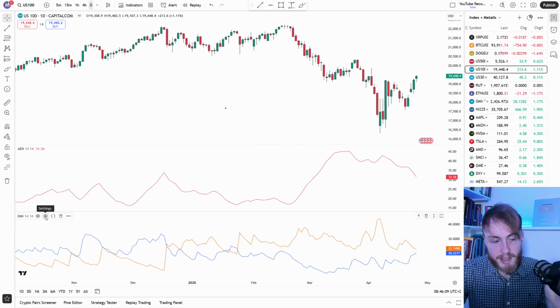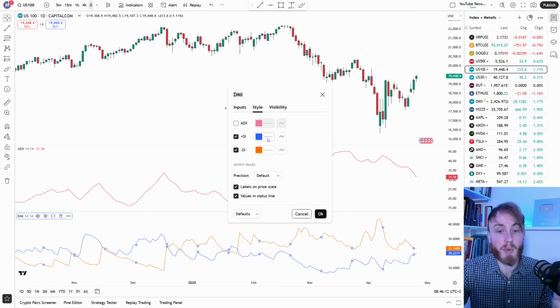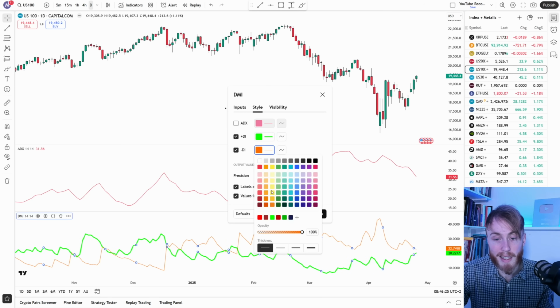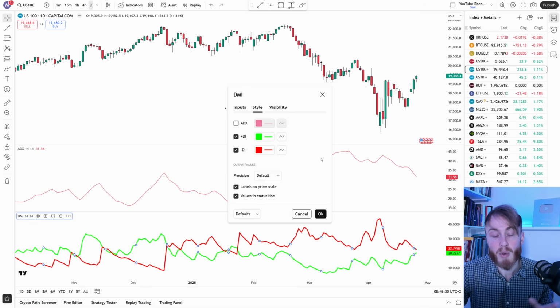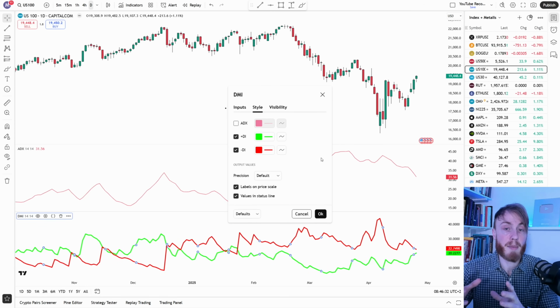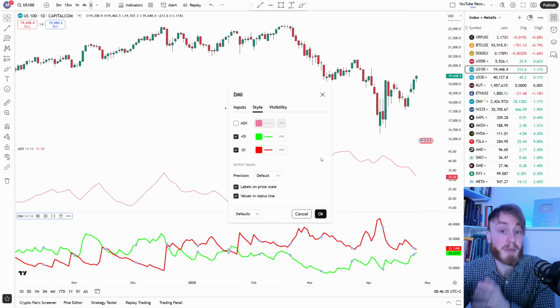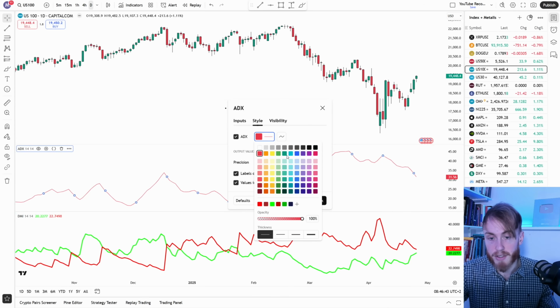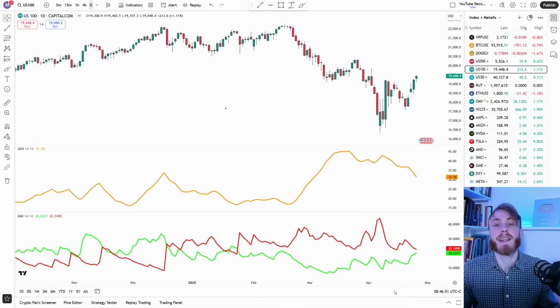But now, one last tweak I want to do right away is that I want to change the plus DI to a green line right here. We can change it, make it a little bit bigger as well. And I want to change the minus DI to a red line right here. Why do I do this? Well, the green line stands for bullish pressure, and the red line stands for bearish pressure. We can also change the ADX just to something like orange, so we don't mix it up. And now we are ready to start understanding this indicator.